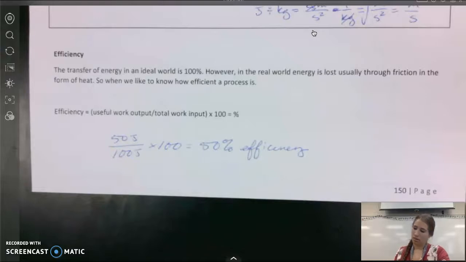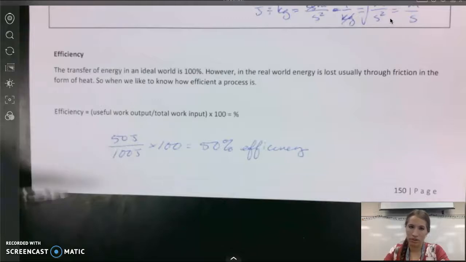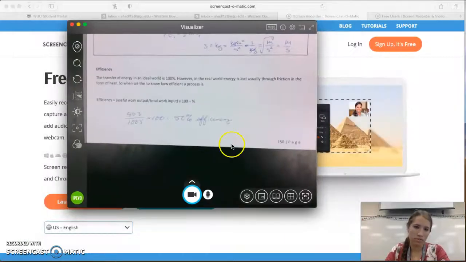Okay, so we don't have this ideal 100% efficiency, and you won't see that. You also will never see that the output is greater than the input.